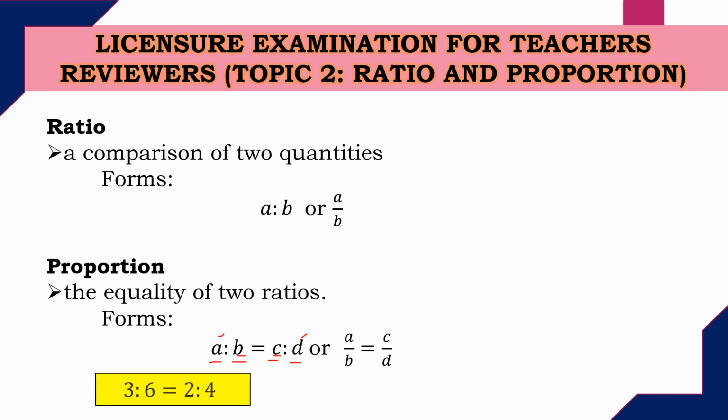An example of a proportion is 3 is to 6 equals 2 is to 4. Another is 2 is to 5 equals 4 is to 10. If we observe the product of the extremes, in the first example the extremes are 3 and 4, and the means are 6 and 2. We can see that the product of the extremes is equal to the product of the means. If they are equal, then we can say that they are in proportion.